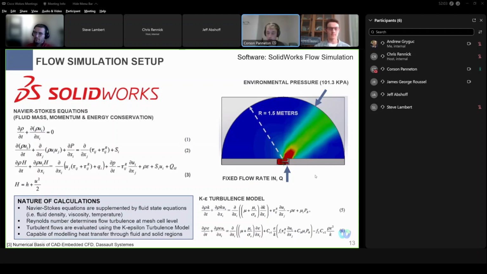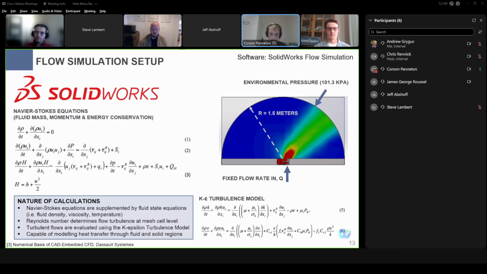And so what you're actually looking at here on the right is a hemispherical environment that we were modeling, and so the entire environment was meshed. It had a radius of 1.5 meters, and that entire hemispherical surface was deemed to be environmental pressure, and so we thought that 1.5 meters was enough to say that the flow is unaffected at that point, and should be more or less mixed with the room flow. And then we set a fixed flow rate into the box, and that was based off of fan capability, and we had that manufacturer data in order to run that properly.